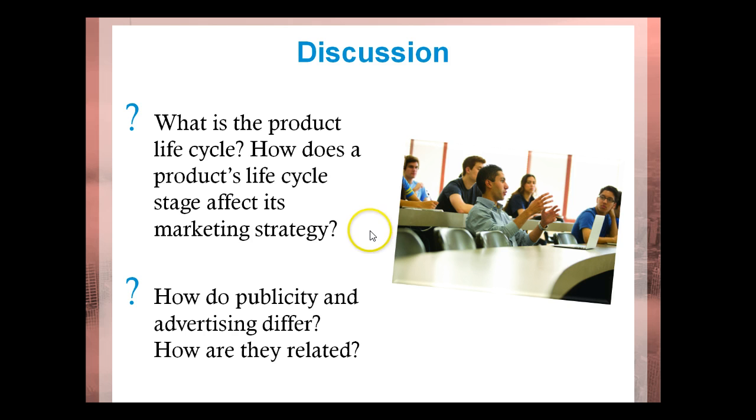This chapter is concluding, but before I stop here, be sure to think about the product life cycle. Think about a particular product life cycle. For example, something that you have purchased for many years, or a product you really like and buy over and over again. Think about that product. Can you determine what phase that product may be in the life cycle process? And then think about how a product life cycle stage affects the marketing strategy. And then finally, how do publicity and advertising differ?